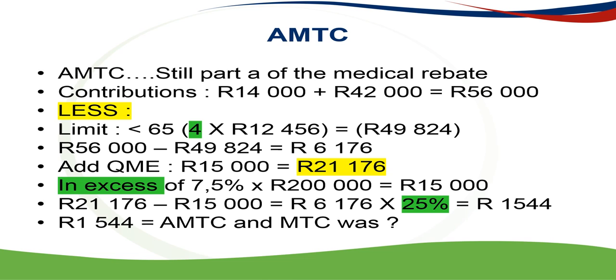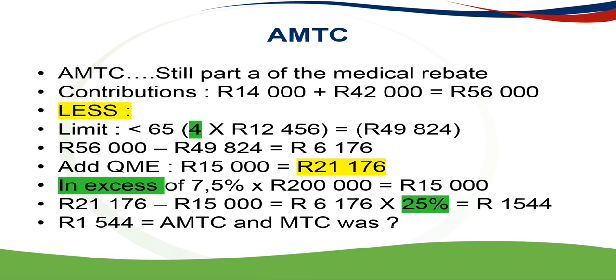So you take your total contribution less your limit. 56,000 less 49,824 gets you to 6,176. To the 6,176, you add your QME, which is your qualifying medical expenses not reimbursed, 15,000 given to you in the information. That gives 21,176. Now at this point, it is important to note that Mr. X is 55 years old. Because he's 55 years old, there are 2 additional steps that happen in this calculation.